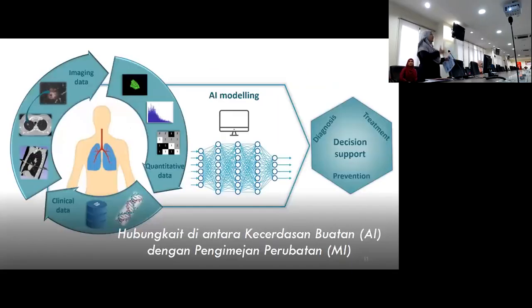So basically, the best thing is we try to correlate AI and medical imaging. This is something in trend, we can say, in this IR 4.0 and 21st century. So we take retrospective images from the CT scan, and then quantify them using software, and then correlate the information using AI modeling to improve diagnosis, treatment, and prevention.